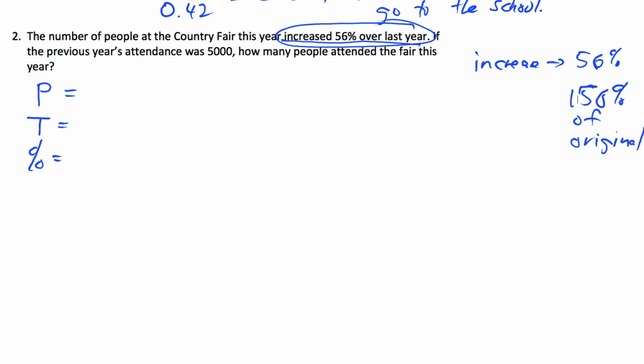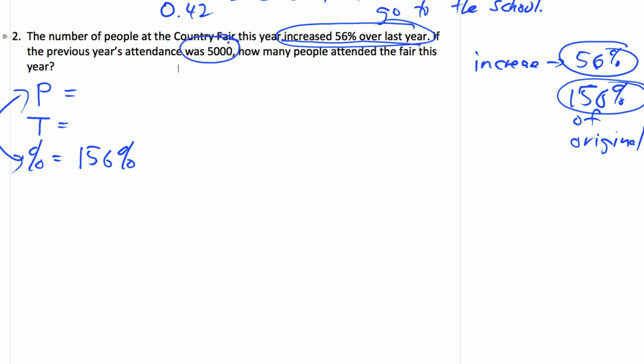There's kind of two ways I can work with this. Do I want to work with the 56% or do I want to work with the 156%? Either way, we're going to get the same answer. I'm going to work with 156%. 156% means that our part would have to be the number of people that the 156% represents. Well, the 500 is our original amount. It's our base amount, so that's our total. So the 156% will be the part.